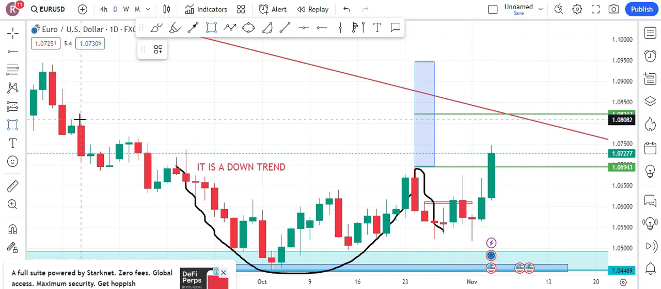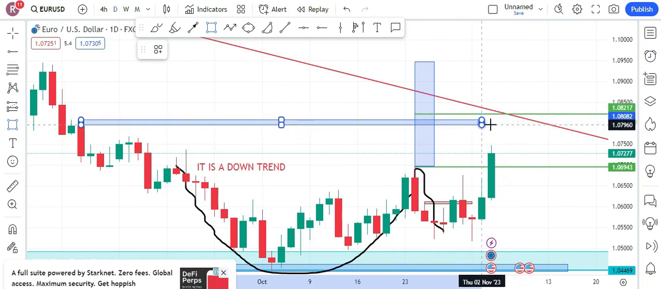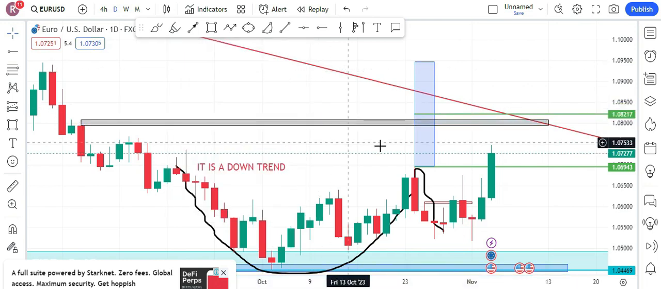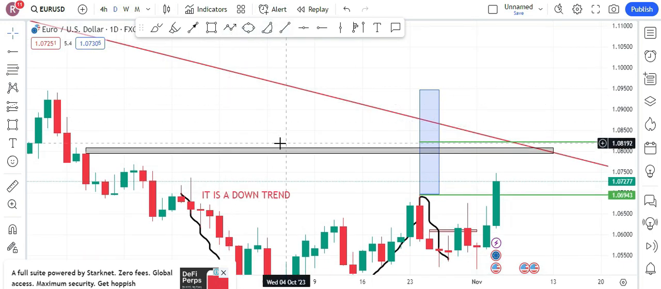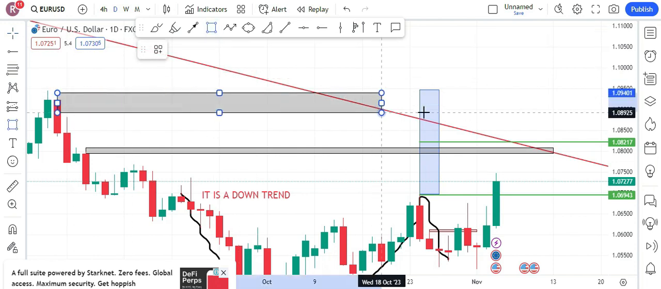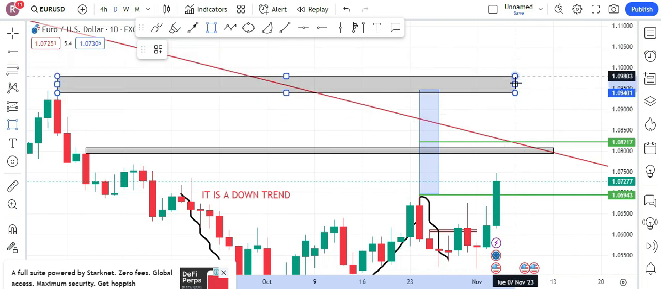You can see that this is the place. If we consider, it may or may not, we don't know. So we put it in black. And after that, if it crosses this line, then it will come here. And this is another double top in the day time frame.